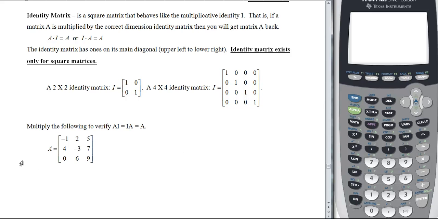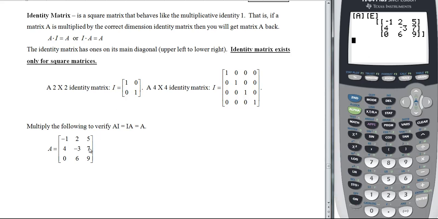In this part, I want to multiply the following to verify that if I do A times the identity, it will give me A, and also if I go the identity times A, it will give me A. So pause me just a second, go ahead and put this in. I've already got it in my calculator. I put my identity on E because I've not used E. So let me do first matrix A, then matrix number 5, which is my identity.